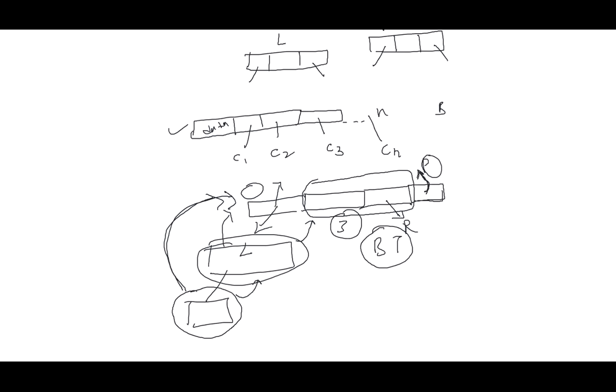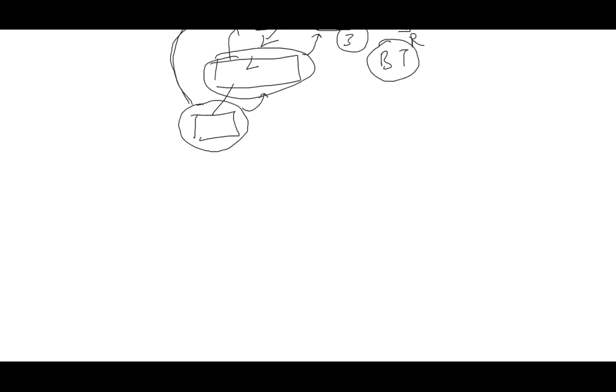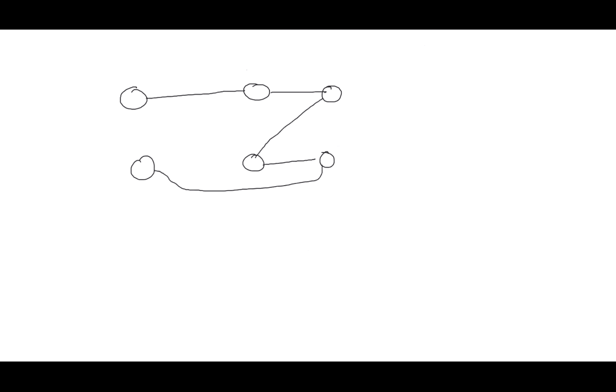Now let's come to the graph. A graph is basically when we have nodes, and for simplicity this node is defined like this. If they are connected in any fashion, like this or like this or this, then this is known as a graph.